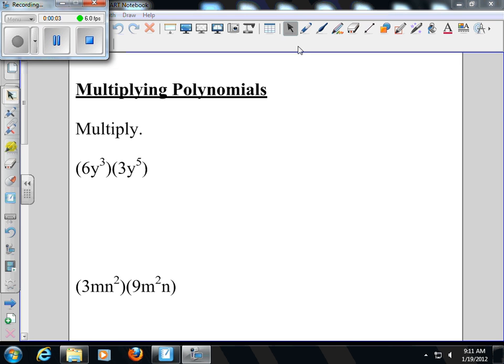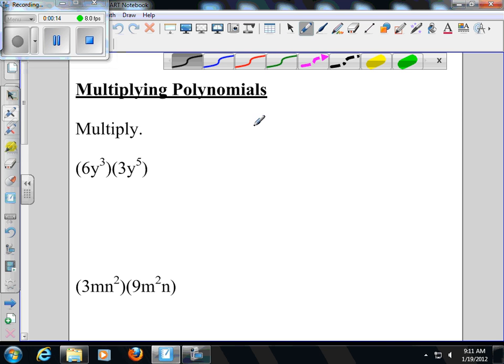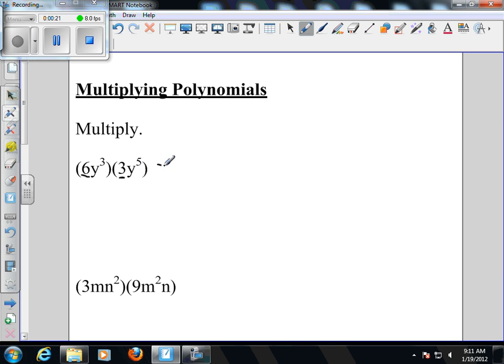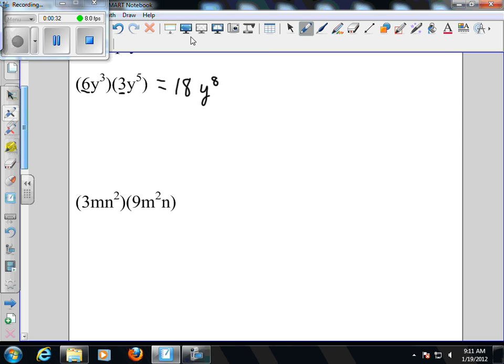Today we're going to be talking about multiplying polynomials together. Let's get started with this first example. We are asked to multiply 6y to the third times 3y to the fifth. Basically, you're just multiplying the 6 and 3 together to get 18. Then y to the 3 times y to the fifth, we just add the exponents together to get y to the 8th. So let's go on to the next problem.